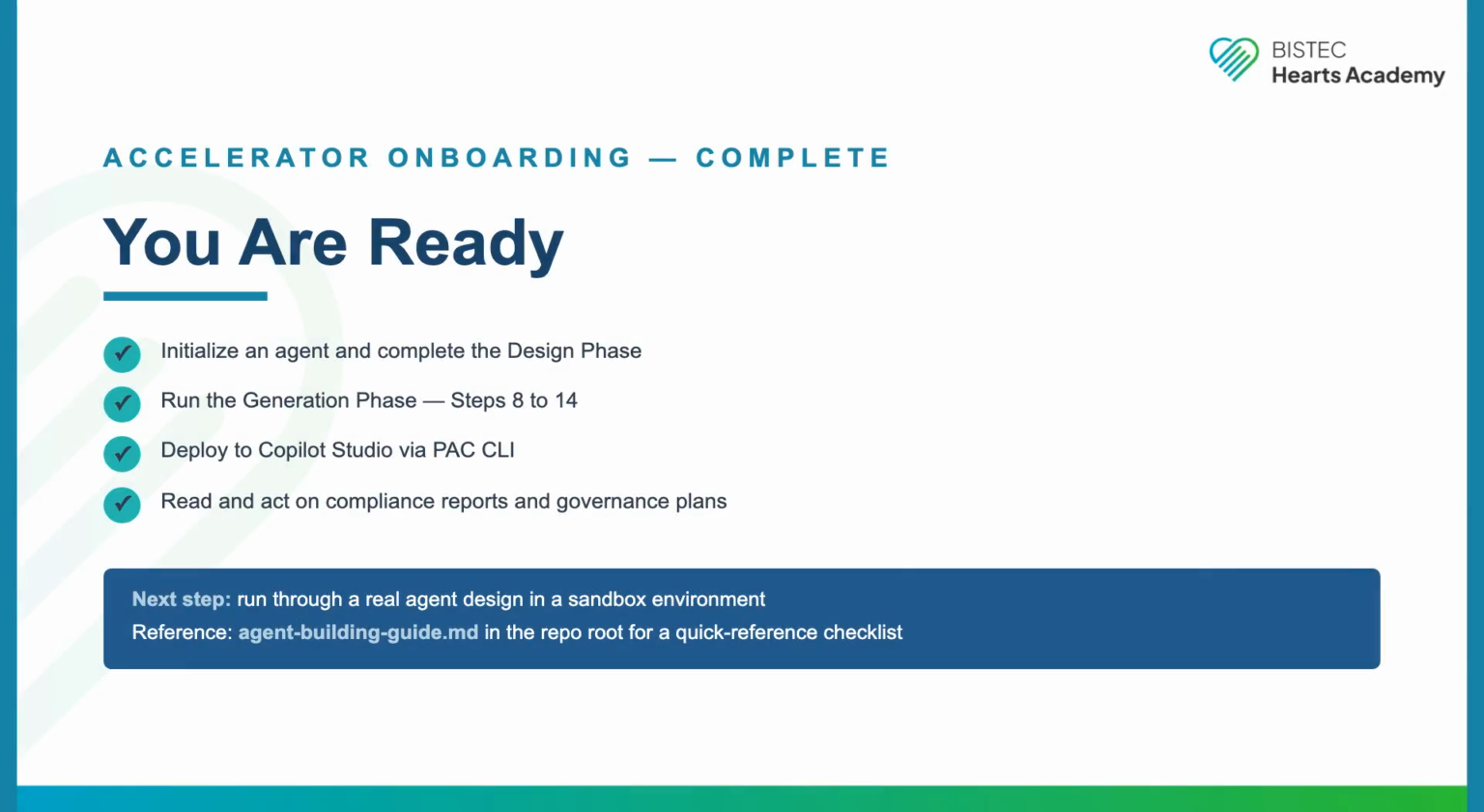You have now completed the full Accelerator onboarding track. Across three modules, you have learned how to initialize an agent, work through the design phase, and run the complete generation phase from step 8 through step 14. You can initialize an agent and complete the design phase. You can run steps 8 to 14 to generate deployable platform packages. You can deploy to Copilot Studio via PAC CLI. And you can read and act on compliance reports and governance plans.